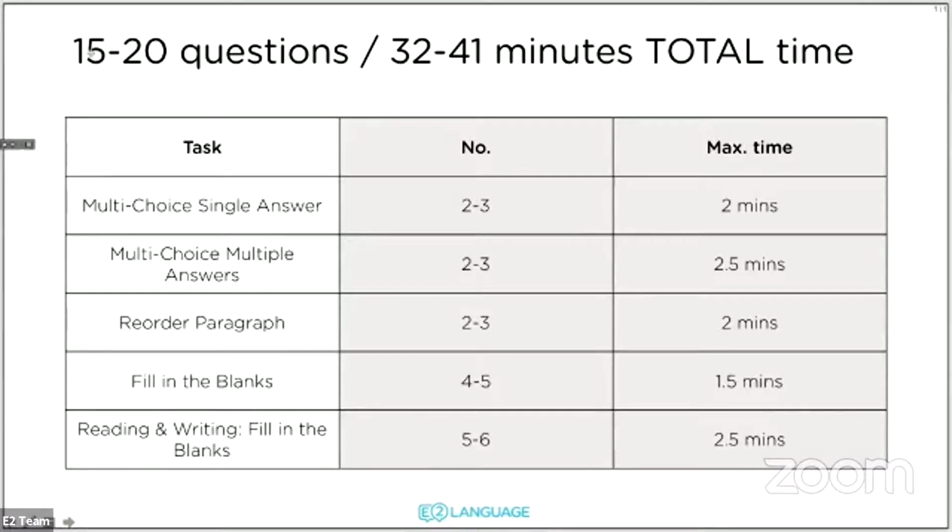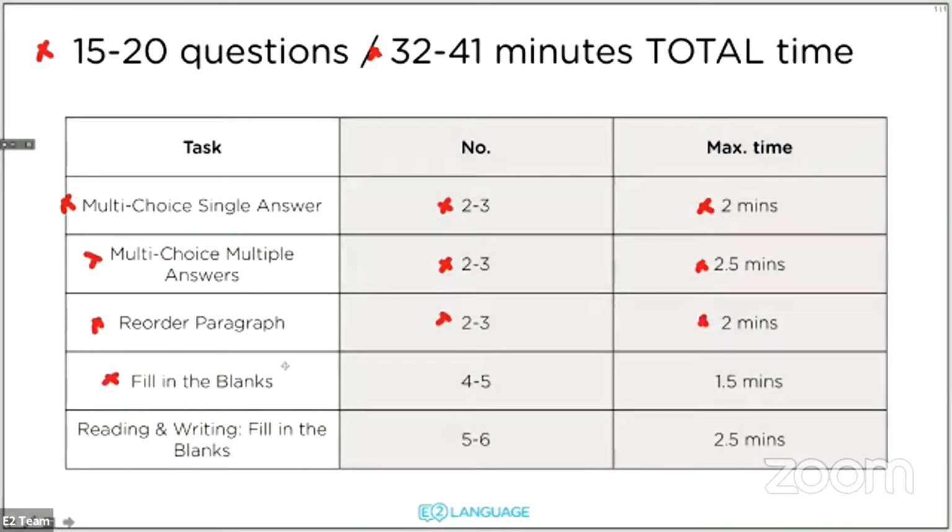Sweet. So, time management: 15 to 20 questions in total, and you're going to have between 32 and 41 minutes. What does that mean? Well, for multiple choice single answer, you're going to have 2 or 3 of these, and you're going to spend about 2 minutes on each. For multiple choice multiple answers, same, you'll get 2 or 3, but spend a bit longer on those because usually the text is longer and you have more answer options to choose from. Reorder paragraphs, 2 or 3 of these, spend about 2 minutes on them.